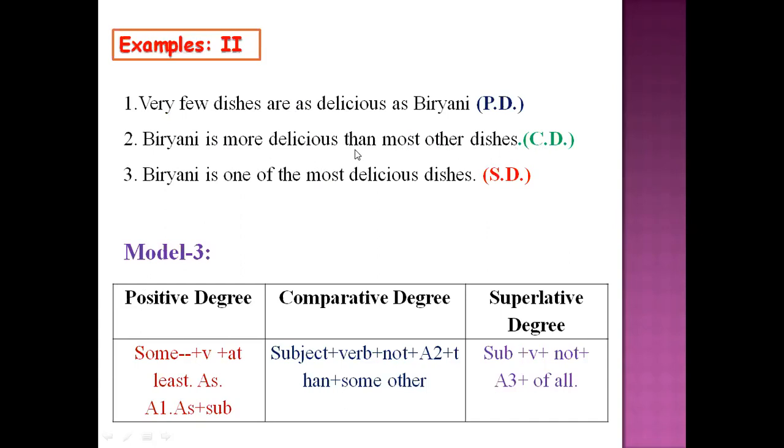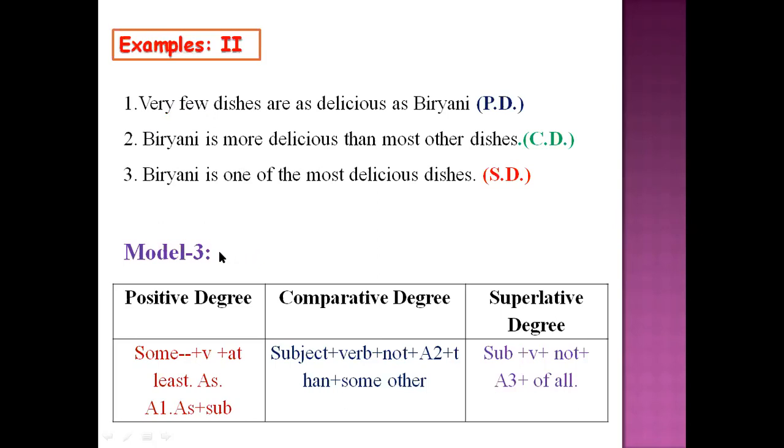By following the second model of rules, we are able to change the sentences like this. And in superlative degree, what is the correct sentence formation? Let's see that also. Biryani is one of the most delicious dishes. Biryani is the subject, plus verb, plus one of the, plus A3. A3 is nothing but superlative degree. So by adding those structures and words to these sentences, it is easily understood.